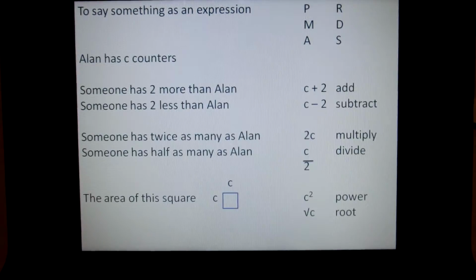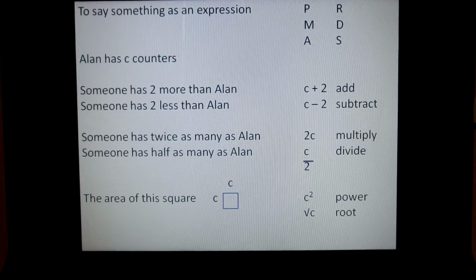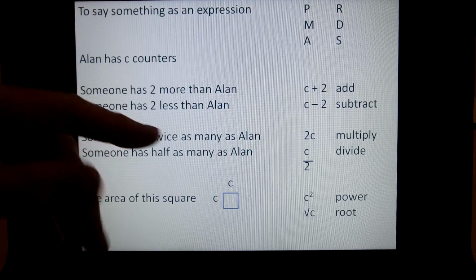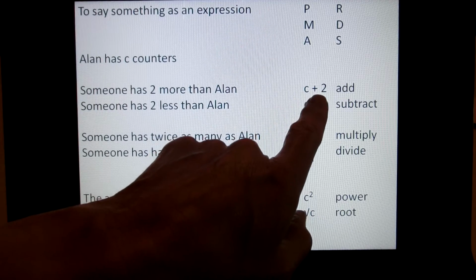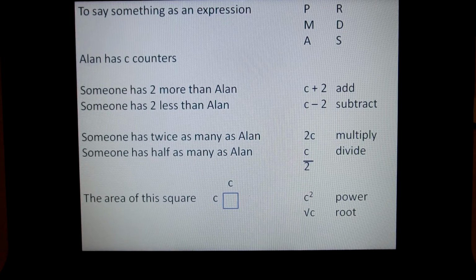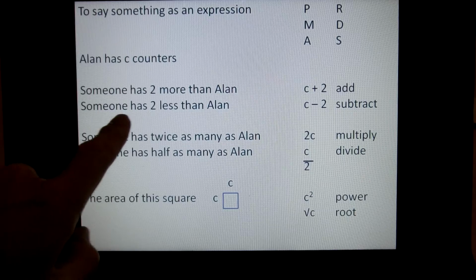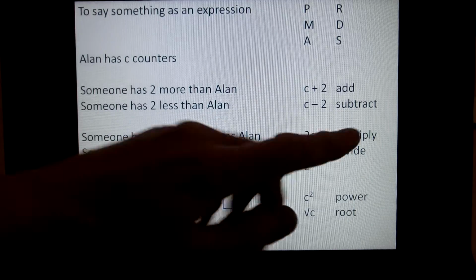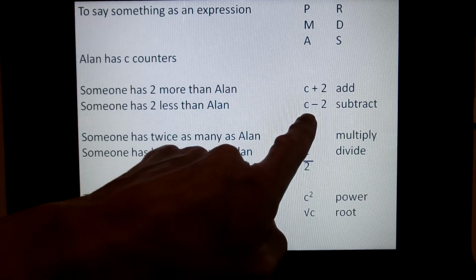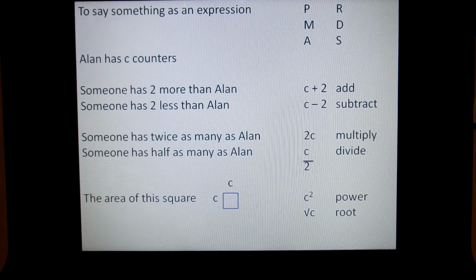So as an example, Alan has C counters. If someone has 2 more than Alan, that's kind of addition, and the way you'd write that as an expression in algebra would be C plus 2. The other person would have C plus 2 counters. If someone has 2 less than Alan, so if Alan's got C counters, if someone has 2 less, then you would write that as C subtract 2 counters.